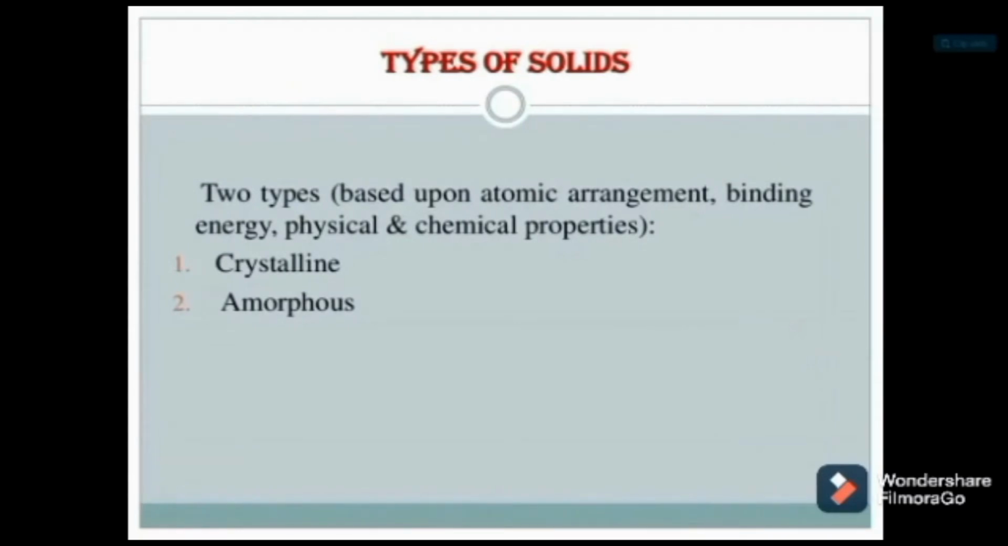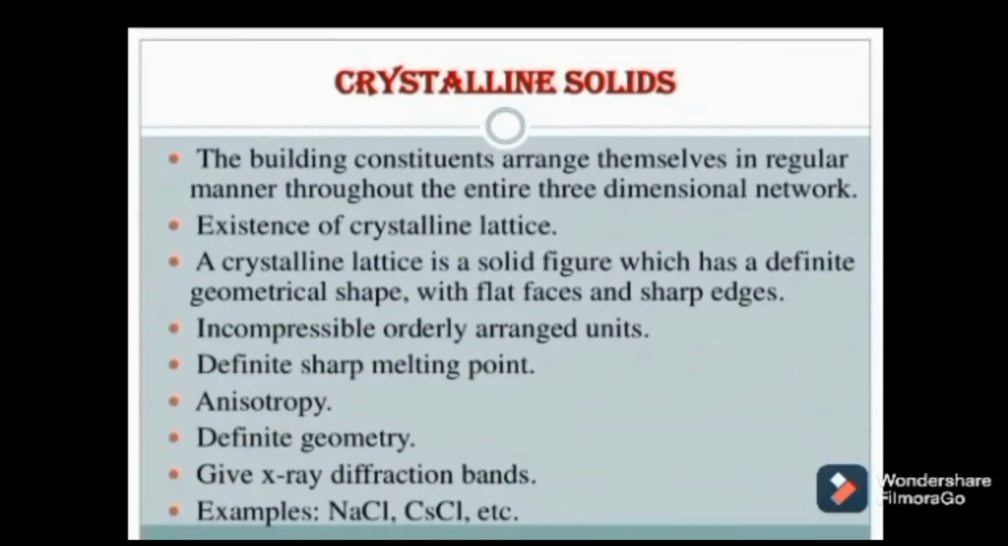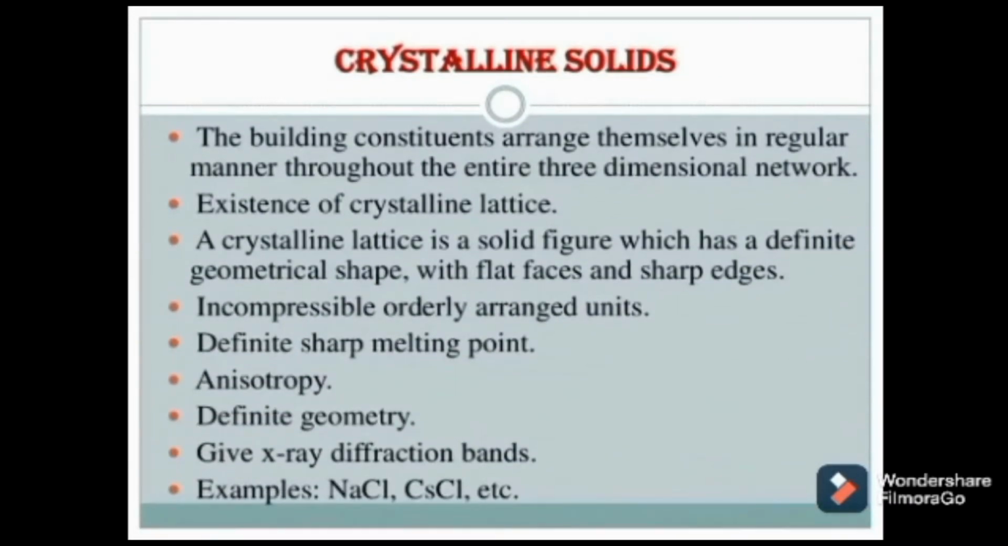Now let's see about the types. There are two types based upon their atomic arrangement, binding energy, and physical and chemical properties. The first one is crystalline and the other one is amorphous. Now let's see more about crystalline solids.